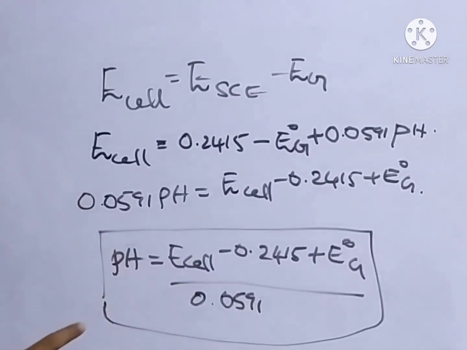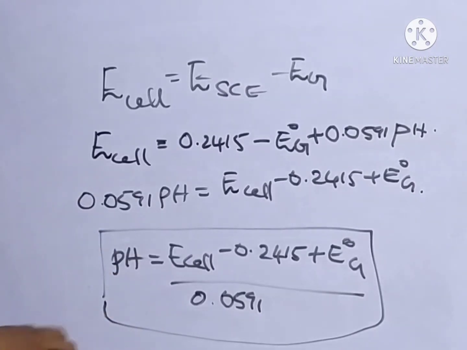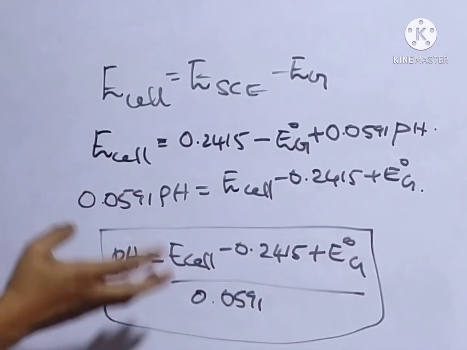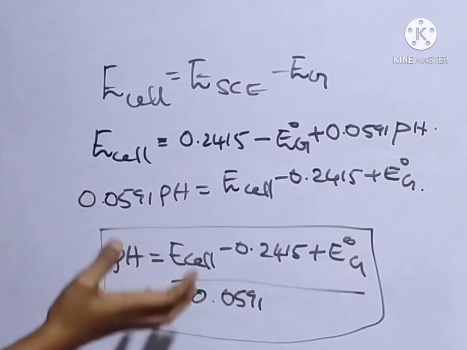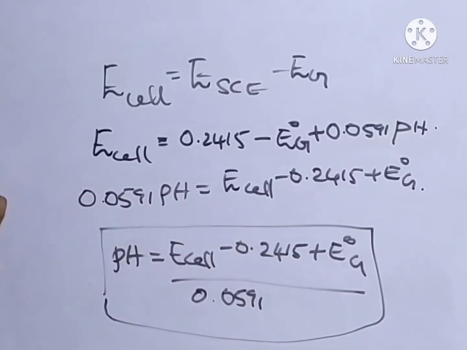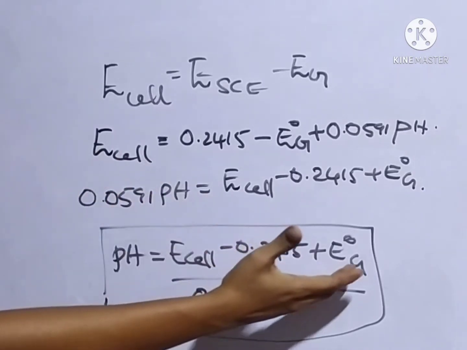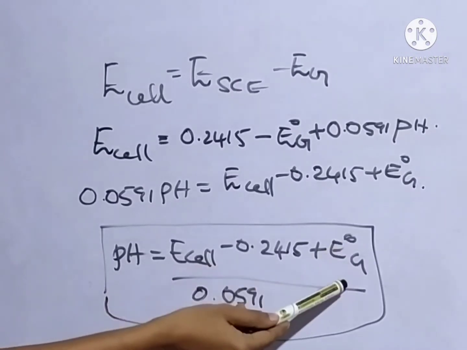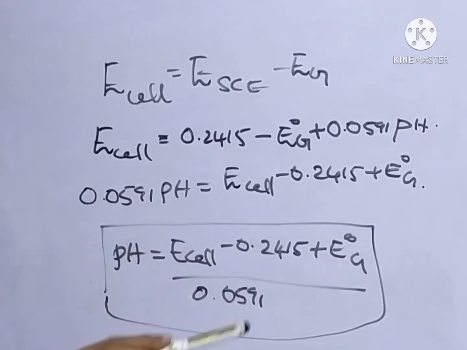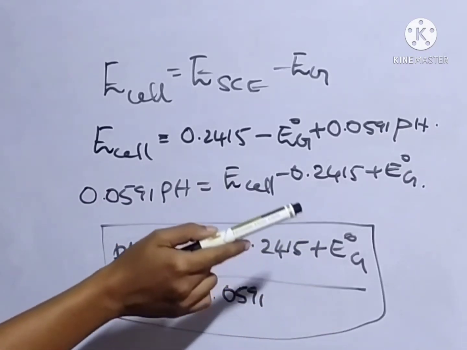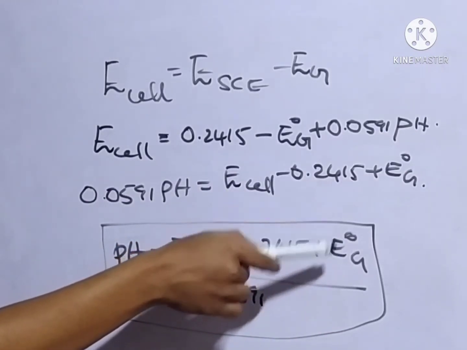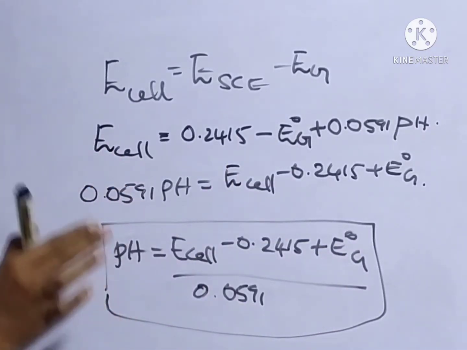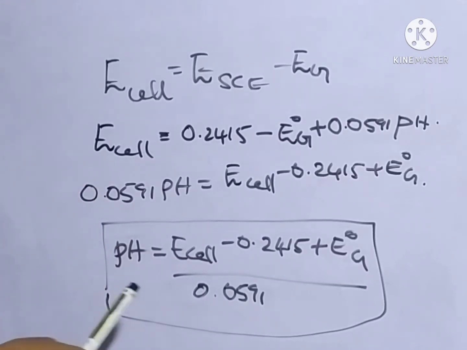Okay. One of the important demerits of glass electrode is that the E0G value of the glass electrode depends on the glass material which we use to make the glass electrode. So the E0G value is not constant, so we cannot substitute the value of E0G in this equation. It varies with different glass materials. That is the only one demerit of this method. All other things are fine.